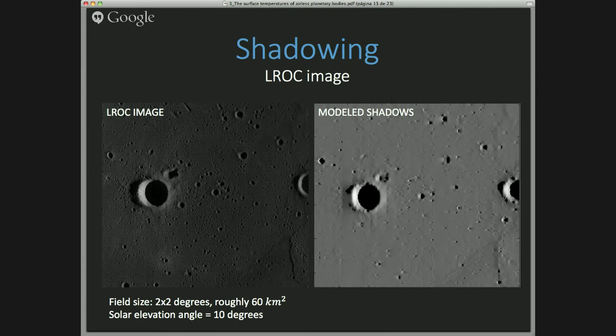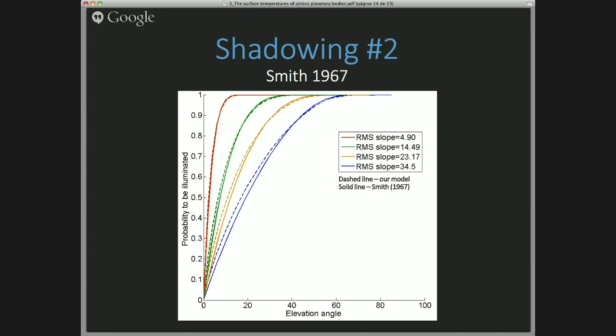Another test we did was to check the Smith model I told you about earlier. Given an RMS slope and an incidence angle, Smith can tell you the portion of the surface which is shadowed. We did the same, and again got a pretty good fit.